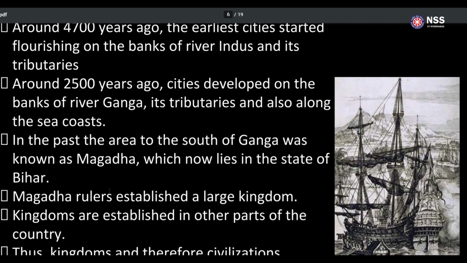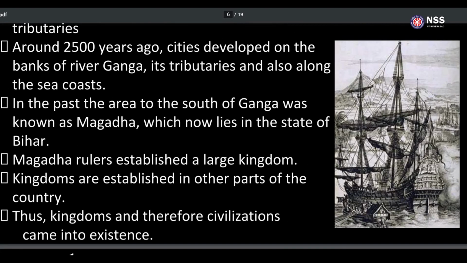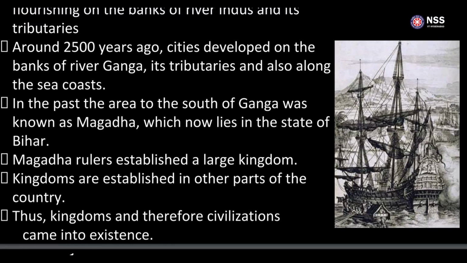And then kingdoms were established in other parts of the country too. And thus kingdoms and civilizations came into existence. See, near the river Ganga, as you saw in the previous points, some cities evolved, and hence kingdoms and civilizations came into existence.